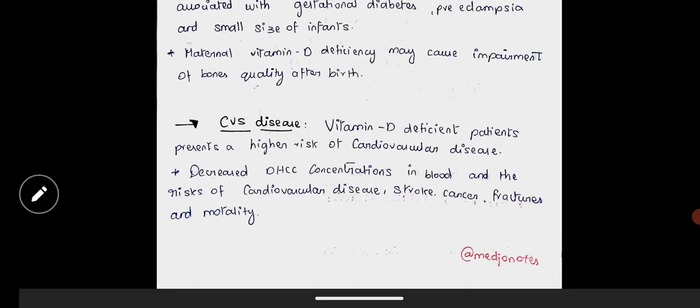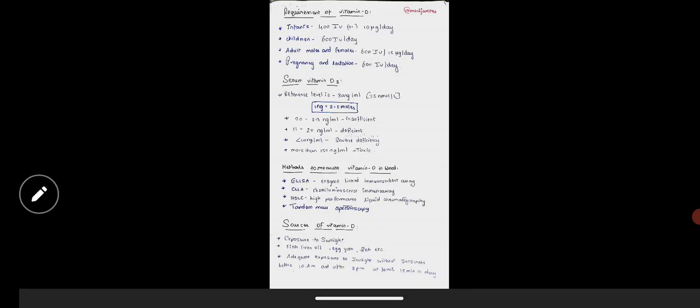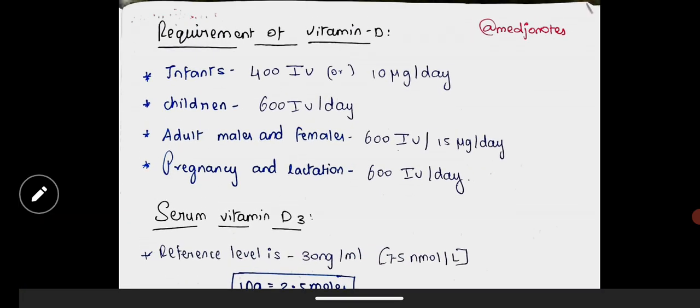Blood calcium level is one of the most important things, and it is regulated by calcitriol, calcitonin, and parathyroid hormone also. We'll be studying a separate chapter in both biochemistry and physiology as well. Then we have come to RDA, the requirement of vitamin D, which is nothing but the recommended daily allowance for infants, children, adult males and females, pregnancy and lactation.